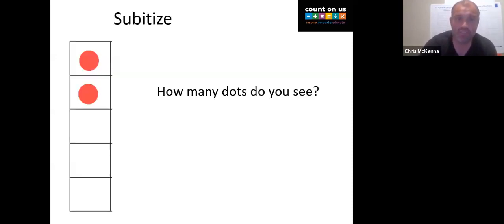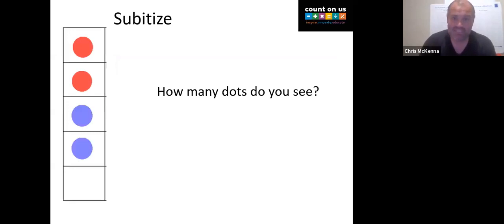So I want you to tell me, how many dots do you see? Shout out the answer at home, and we all know that there are 2 dots. So that is you doing some subitizing. You didn't have to count them. Ready for the next one? How many dots do you see now? Shout it out at home.